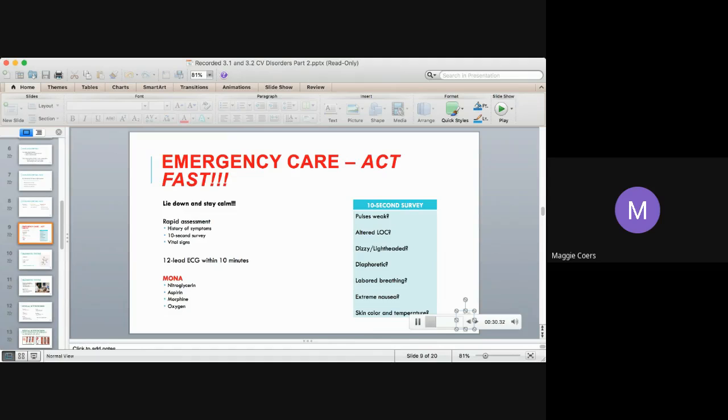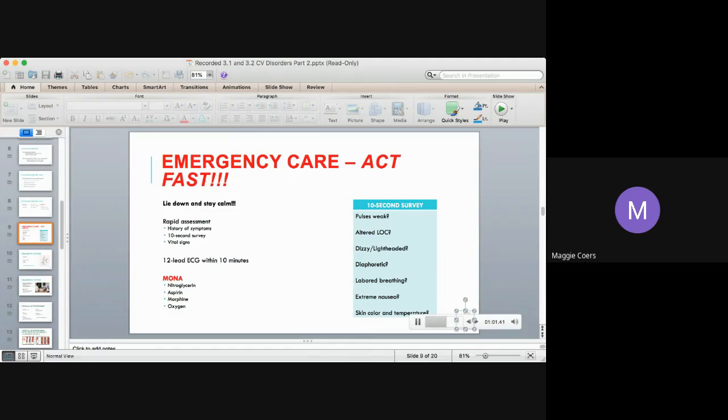We need to take a really good history, and then we ask questions like the things on the right, the 10-second survey. And these need to be done very quickly, okay? They need to have an EKG done, and the EKG is usually done within 10 minutes of arrival to the emergency room. And it's really the most important diagnostic test for somebody that comes into the ER with chest pain.